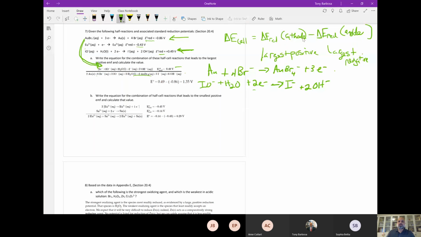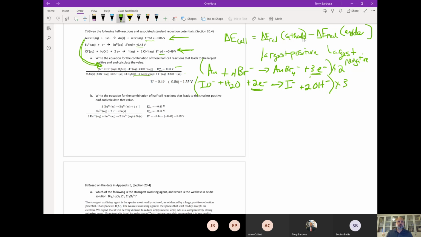So you have your cathode and your anode. So your cathode is going to be the one that's being reduced, and you're going to be subtracting from that the anode, which is going to be the smallest or the most negative number. So we need to balance these equations. So you can see you're going to need to multiply the first equation by 2, and the second equation needs to be multiplied by 3, right, in order to have 6 electrons in both cases.